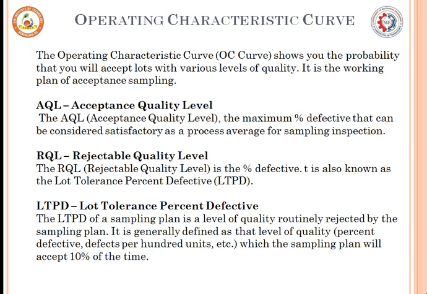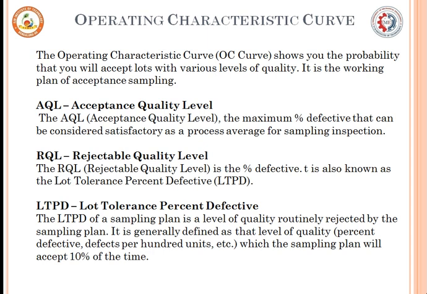Operating characteristic curve. The operating characteristic curve shows the probability that you will accept lots with various levels of quality. It is the working plan of acceptance sampling. Acceptance quality level is the maximum percent defective that can be considered satisfactory as a process average for sampling inspection. Rejectable quality level is a percent defective, also known as lot tolerance percent defective. Lot tolerance percent defective of a sampling plan is the level of quality routinely rejected by the sampling plan.